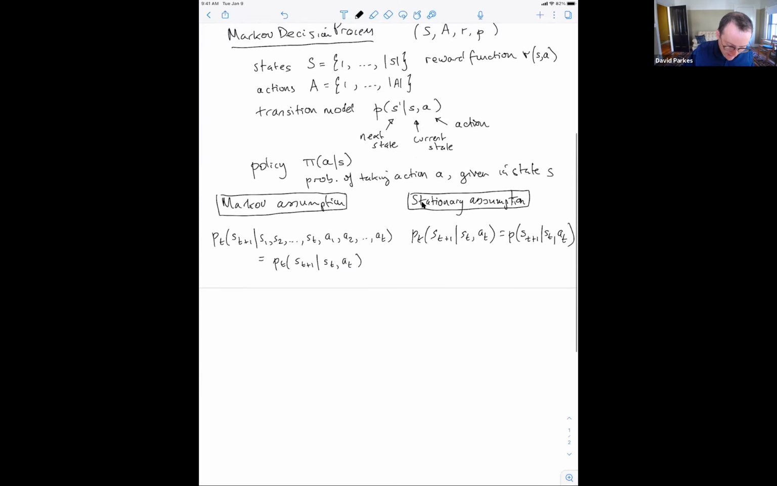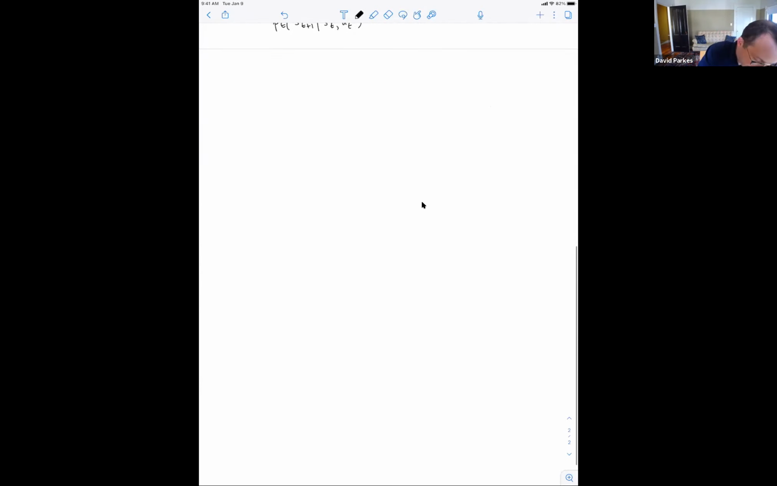Now, so there's an MDP. Let's remember, let's just write that down in shorthand again. Remember, an MDP will carry with it these four things: a set of states, a set of actions, a reward function, and a transition function.